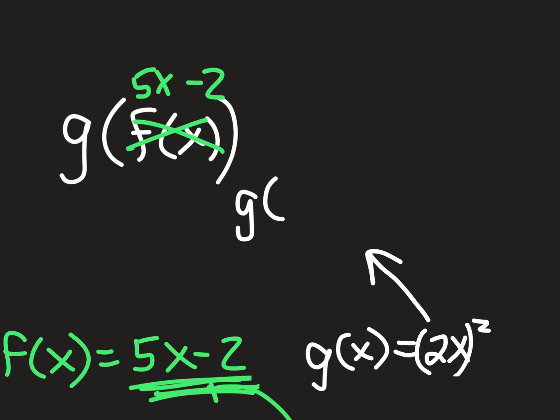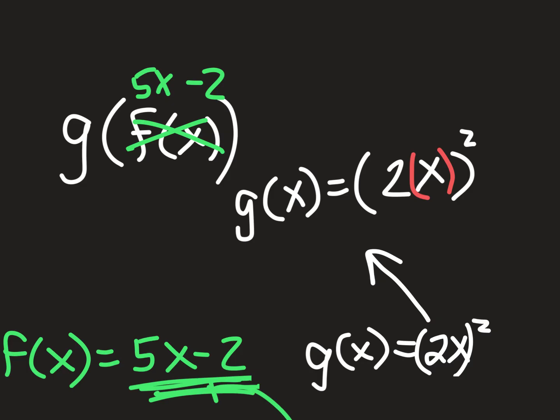I'm just going to rewrite the whole thing first. G of x is parentheses 2x parentheses squared. And then this is the important part. Do you know where to put it? It's going to go where the x was, except you should put a parenthesis where the x was, and then erase the x. And that parenthesis is what's going to hold the 5x minus 2.